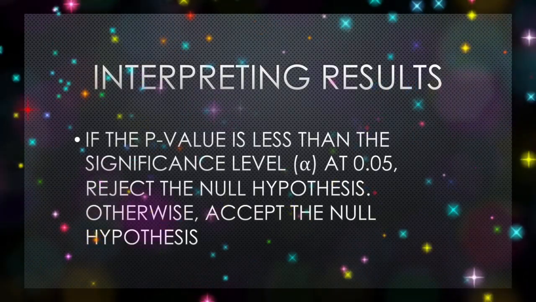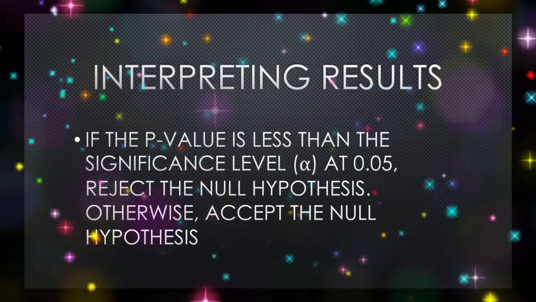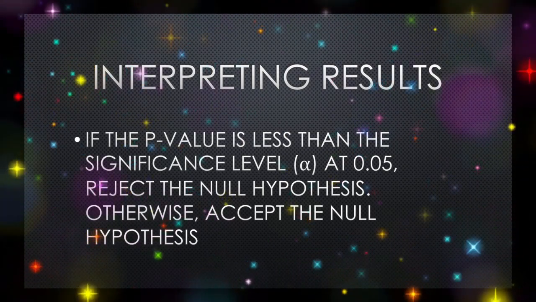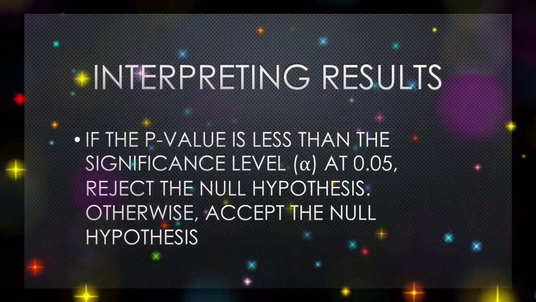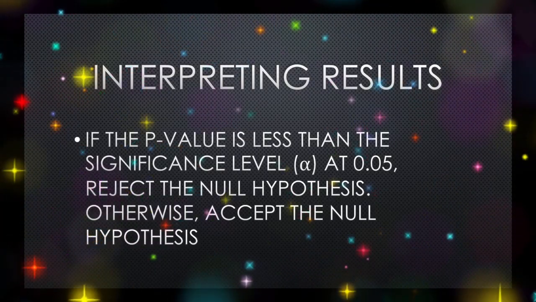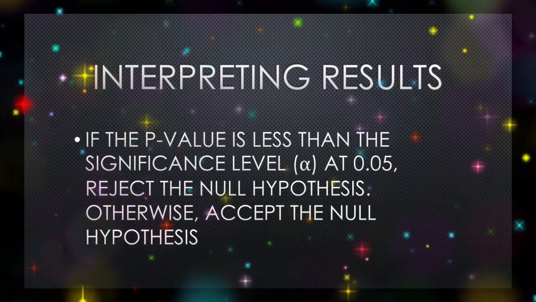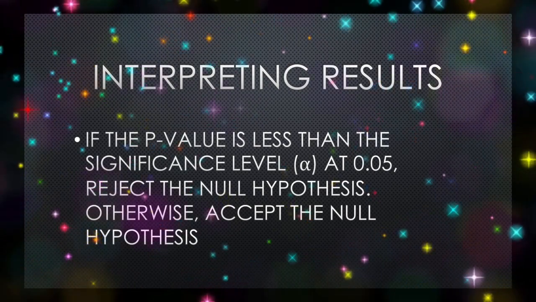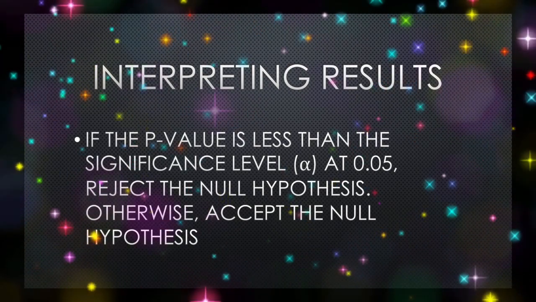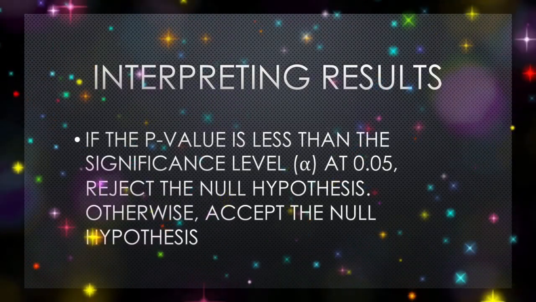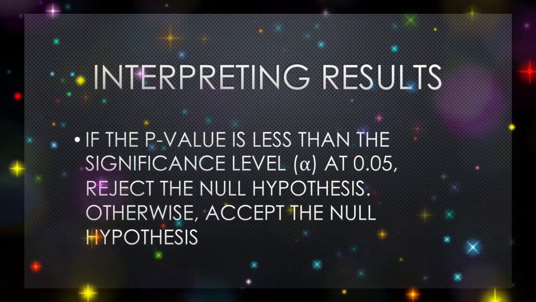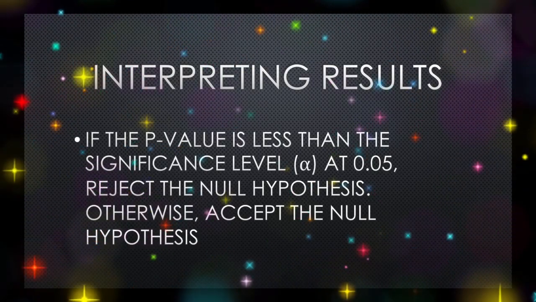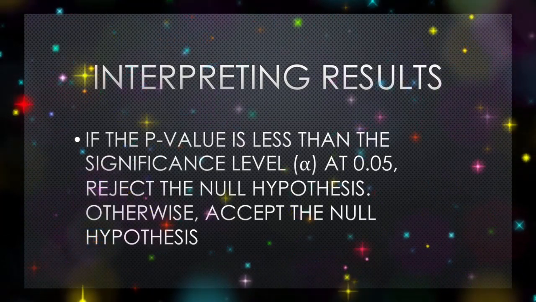Now, when you have done your ANOVA, you're going to come up with a result. And there's going to be a lot of data there. But the most important thing in terms of your studies will be the p-value. Okay? When you interpret the results of your ANOVA, just look at the p-value. And if it is less than the significance level or the alpha at 0.05 or 5%, you have to reject the null hypothesis. Otherwise, meaning if it is equal or more than 0.05, you have to accept the null hypothesis. So that's all you have to remember about all this.